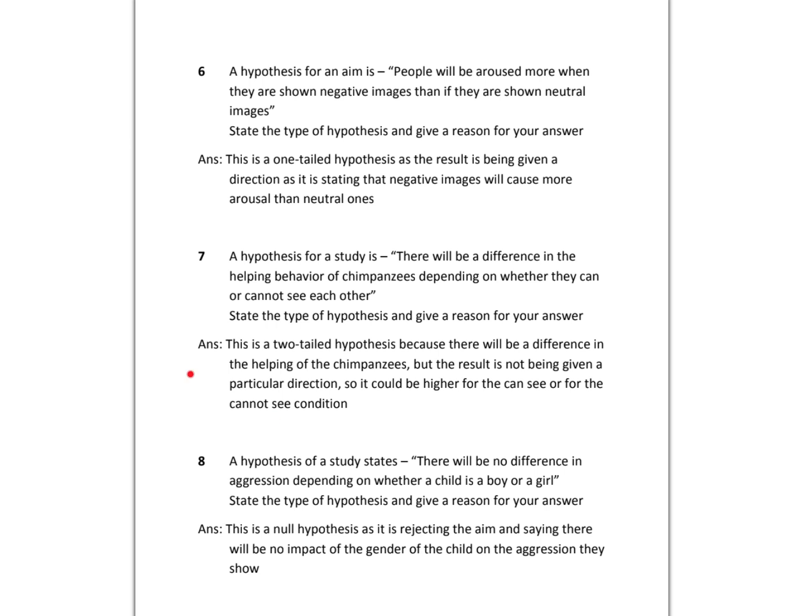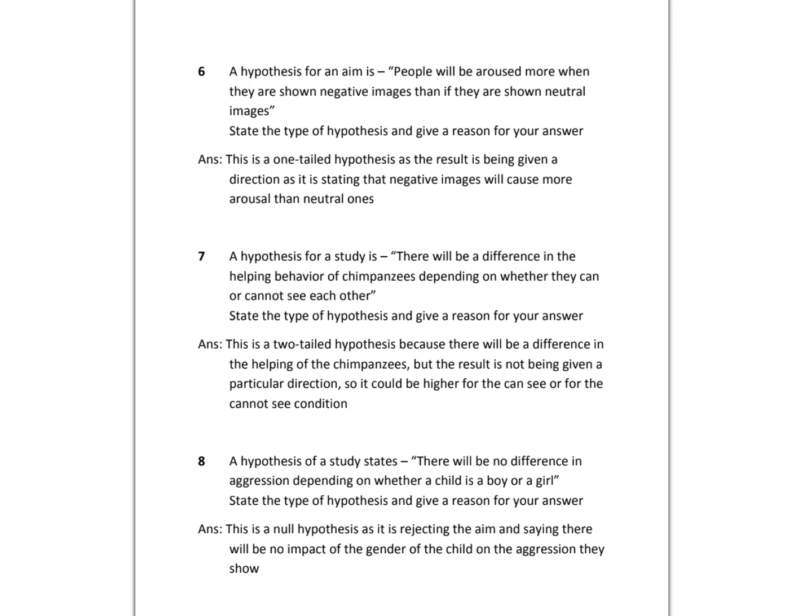You do not need to elaborate as much as I have over here. I've elaborated only so you guys understand. You can simply say that this is a two-tailed hypothesis because the difference in the chimpanzees helping is not being given any particular direction. You can end it there. Okay. Let's look at another one.